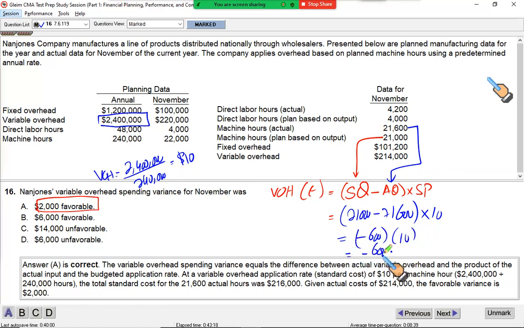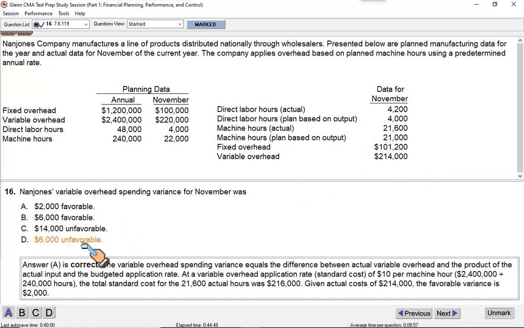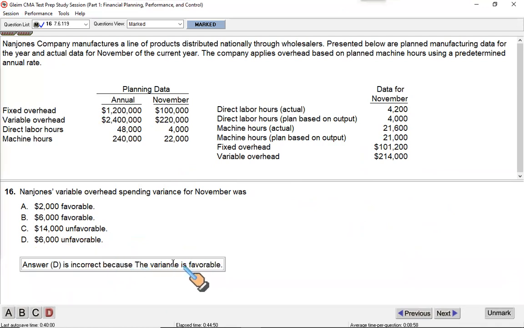So this negative 6,000 is your variable overhead efficiency variance, which is adverse and which is given here also. So this D option gives you the variable overhead efficiency variance, and which is given. I think this variance is favorable, and this variance that we've calculated, it is the variable overhead efficiency variance.